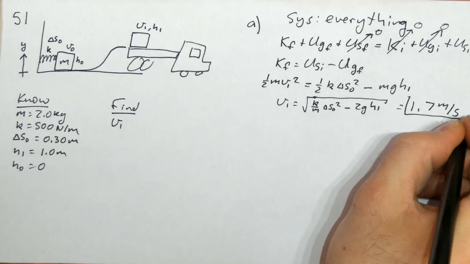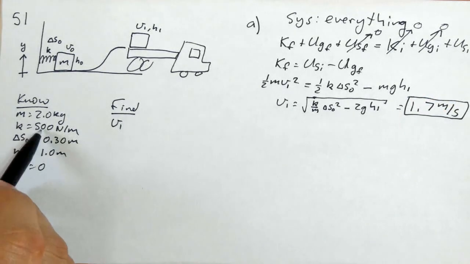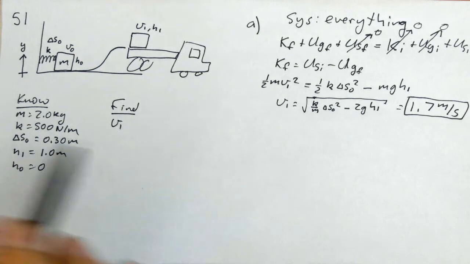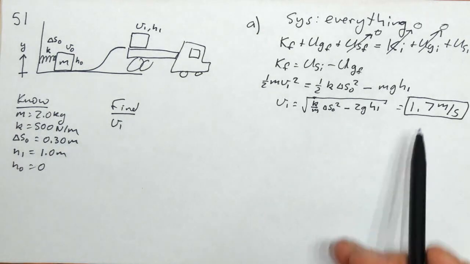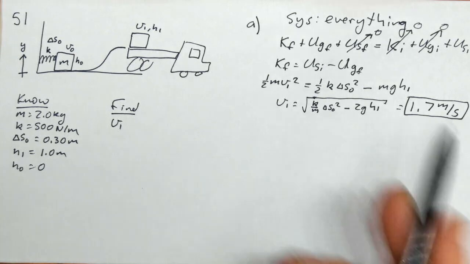which seems a reasonable speed for a package. That's a smallish package, decent sized spring constant, and it goes up just 1 meter, which isn't too high. So there's not a lot of energy to start, so we don't expect a lot of energy left over. Okay, now we change things a bit.